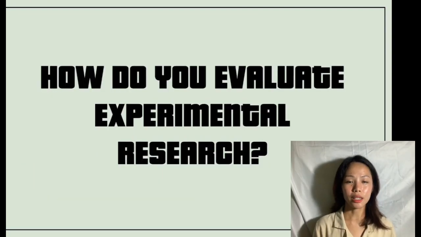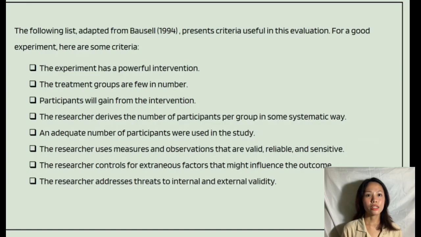After knowing the steps in conducting the experimental research, we will now proceed on how we evaluate the experimental research. So here are the criteria. First is that the experiment has a powerful intervention. A powerful intervention means that the treatment or manipulation applied to the participants or the subjects has a significant impact on the dependent variables being measured. Intervention should be relevant to the study or to the research question and hypothesis.